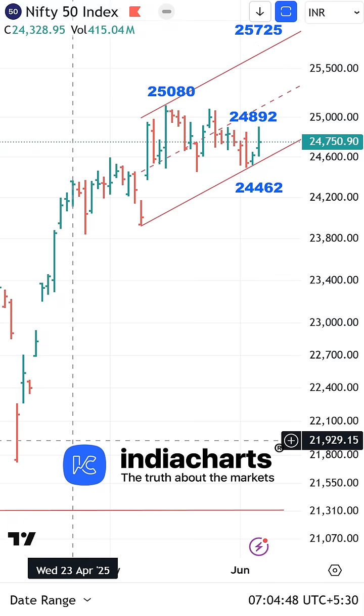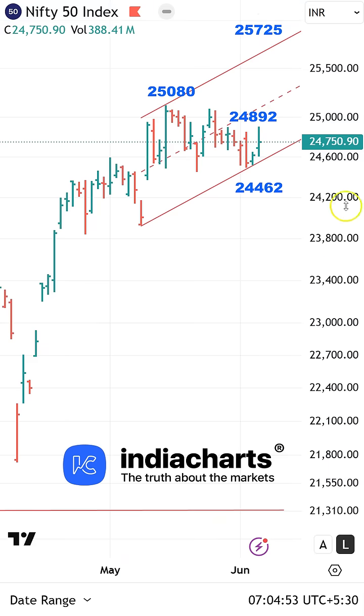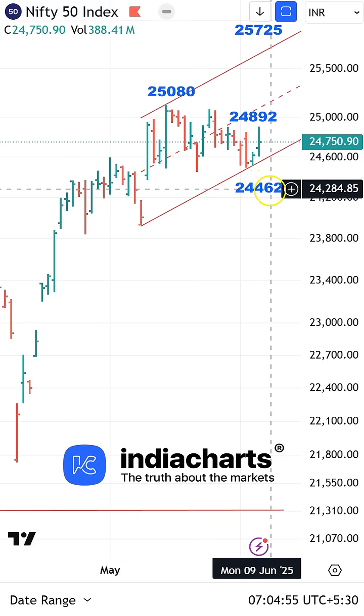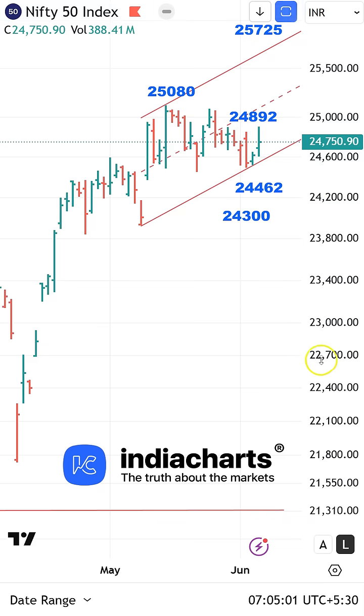And that is what we are going to try and do as long as we hold the support zone. Now, below the support zone, if at all there's a dip, 24,300 remains the worst case scenario support at the lower end. But we have started to see this uptick and should watch whether it continues with the news today.